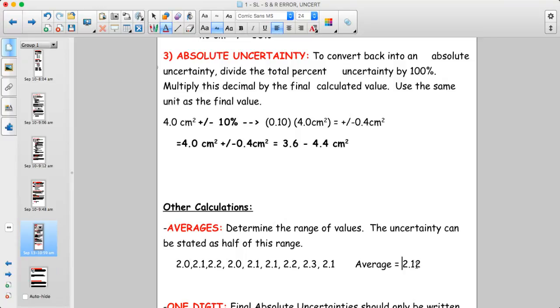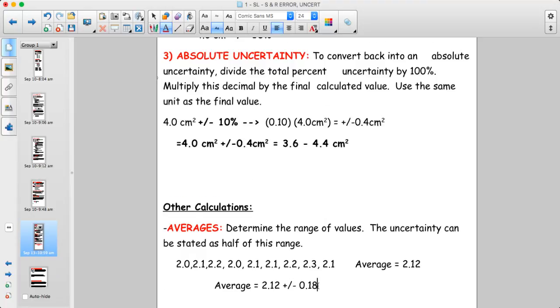And then if we want to include all the values, we could say that the average with uncertainty is 2.12. The lowest value is 2.0. The highest value is 2.3. So if I'm going to include both of them, then I would need to have it say plus or minus 0.18, because that will make sure to include that highest value, and it's going to include the bottom value as well. So you come up with your uncertainty value based on the range of values that gave you the average.